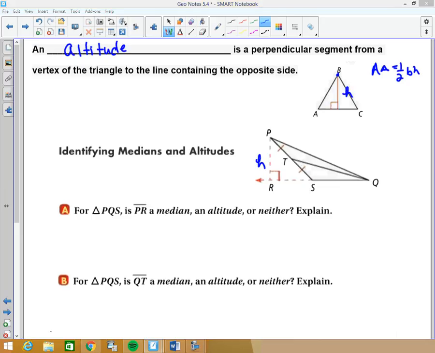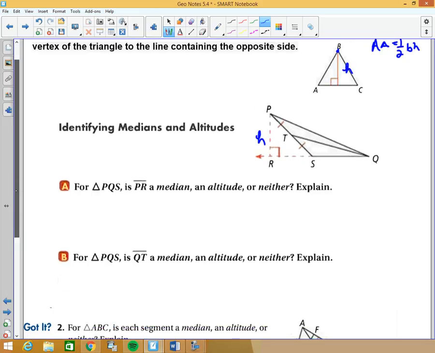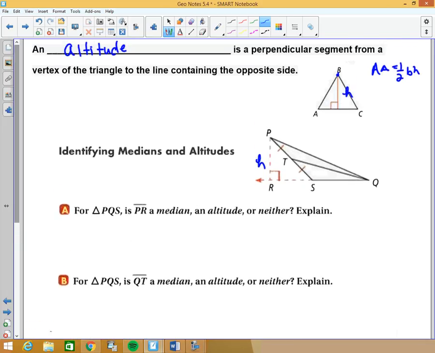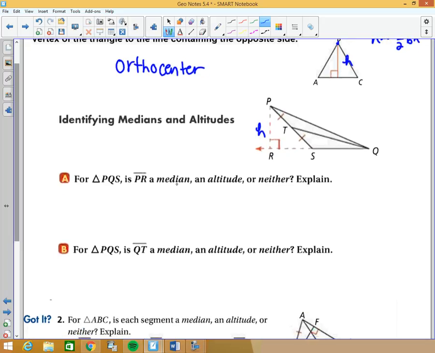If we have multiple altitudes coming together, the point of concurrency for the altitudes is going to be the orthocenter of the triangle. So we look at this when it says, for triangle PQS, is PR a median, an altitude, or neither? Well, by definition, PR is going to be an altitude.